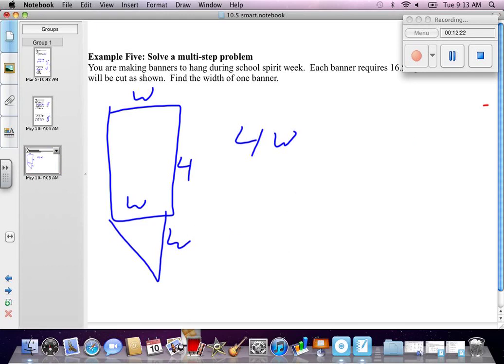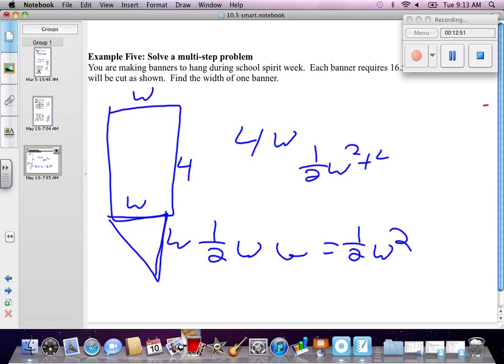How about the bottom part, the triangle? How do you find the area of a triangle? 1/2 length times width. 1/2 W times W in this case. What's W times W? W squared. So 1/2 W squared. But these two go together, so what am I going to do to them? I'm going to add, right? 1/2 W squared plus 4W. And how much felt does each one require? 16.5, so we make it equal to 16.5.